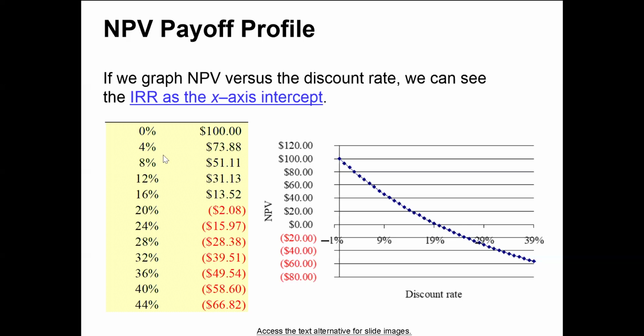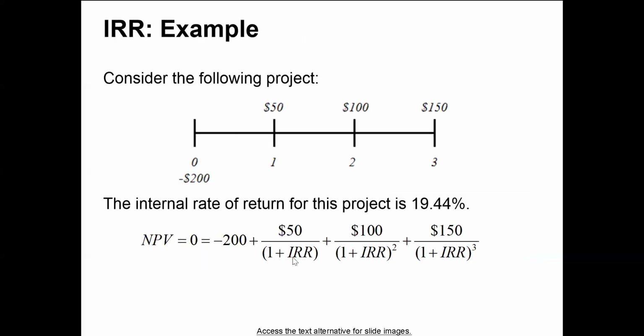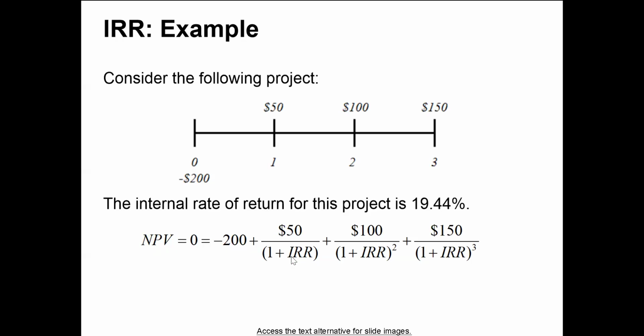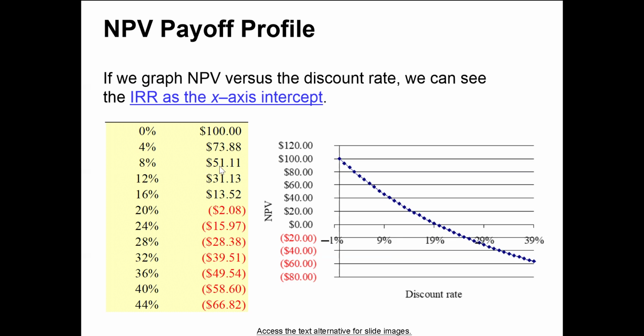What about 4%? If we put 4% as the IRR in this formula, you get an NPV of 73.88. What about 8%? If we put the IRR as 8%, you get an NPV of 51.15. If you put 12%, you get an NPV of 31.